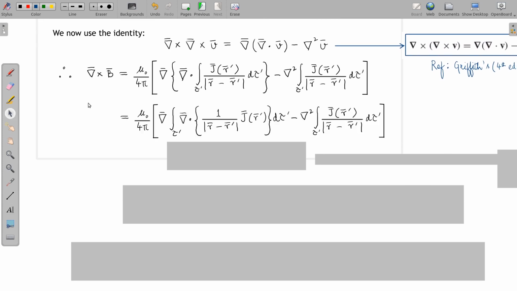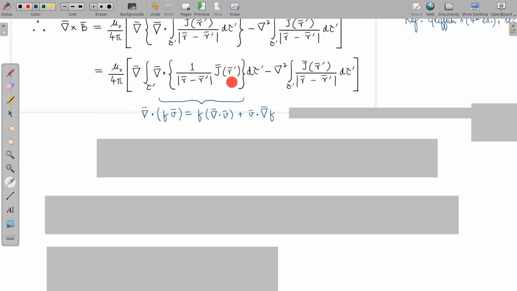Now let's see if we can simplify this further. We have mu naught by 4 pi. There's already a gradient outside. Now this divergence, I can always take inside the integral. It doesn't matter, because this divergence is with respect to the variable r, and the integration is with respect to the variable r prime. So this integration and this divergence are independent of each other. So I might as well take the divergence inside the integral. So it becomes the divergence of 1 by modulus r minus r prime times J, minus the Laplacian of this.